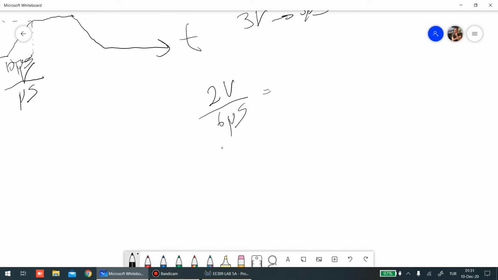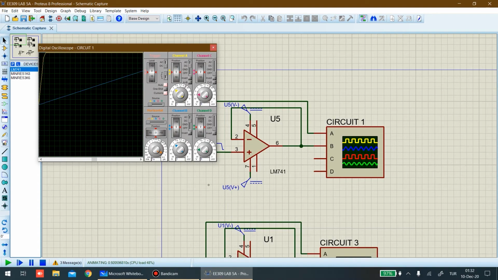So the slew rate is 1/3 volts over microsecond, which means 0.33. It is the slew rate for this op-amp.